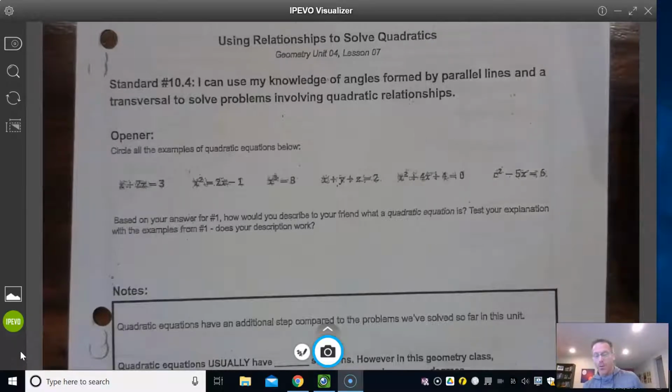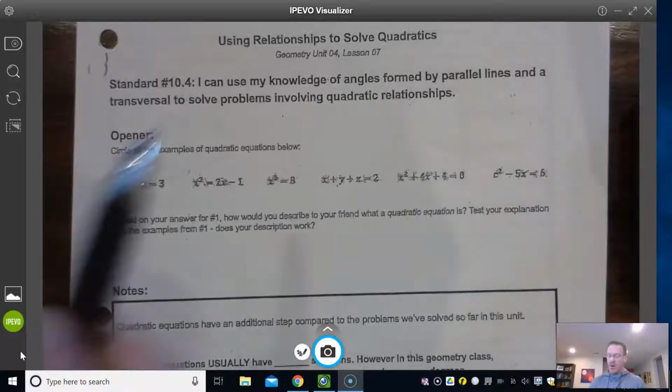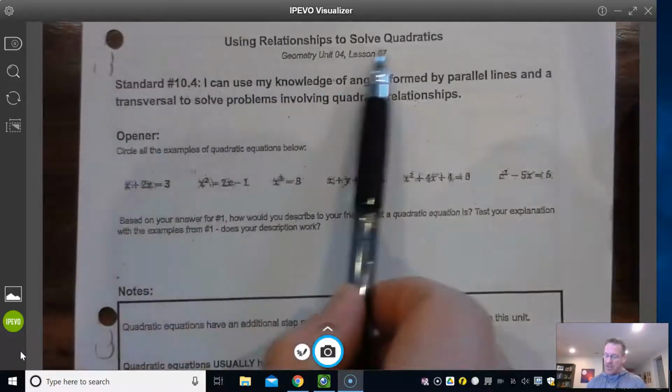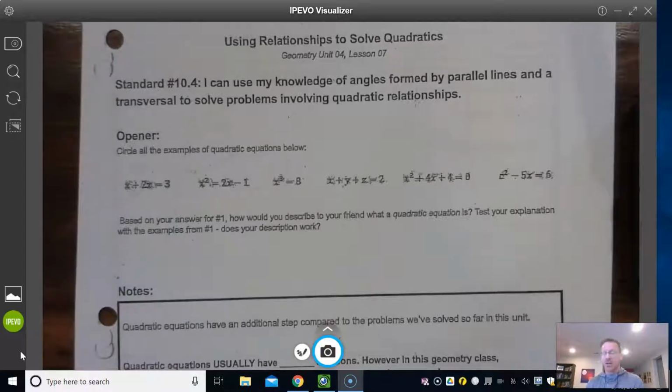All right, my friends, so we are going to wrap up Unit 4 today with our final lesson. This is on page 163 in your workbook. We're going to continue what we've been doing for the last couple lessons, which is using our knowledge of angles formed by parallel lines and transversals to set up relationships and solve. And today's focus will be on solving things that result in a quadratic relationship.